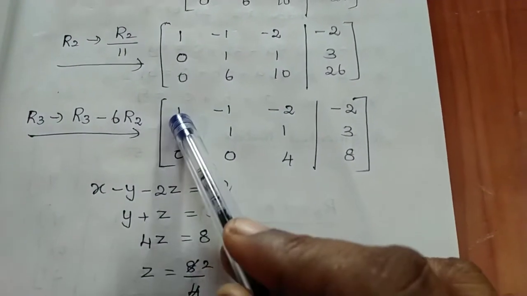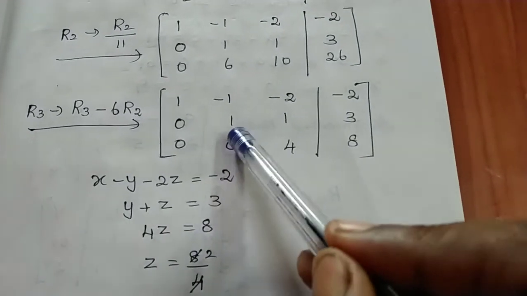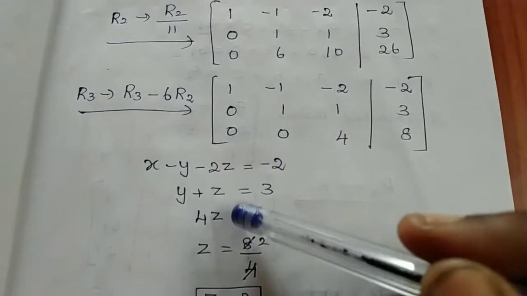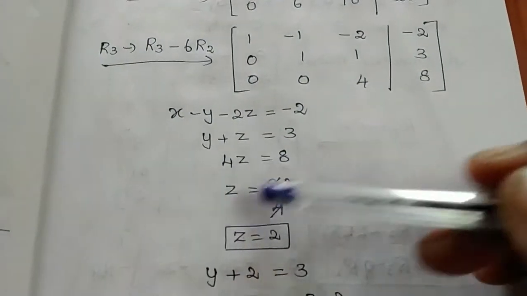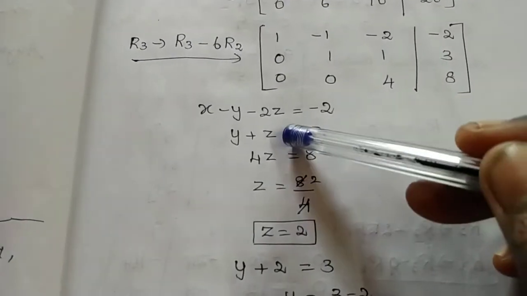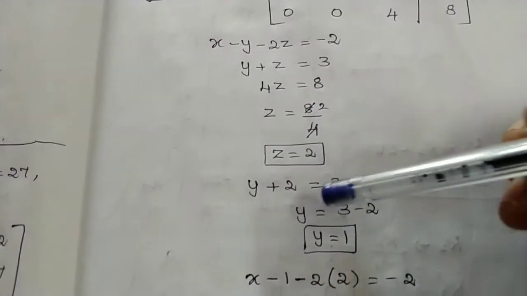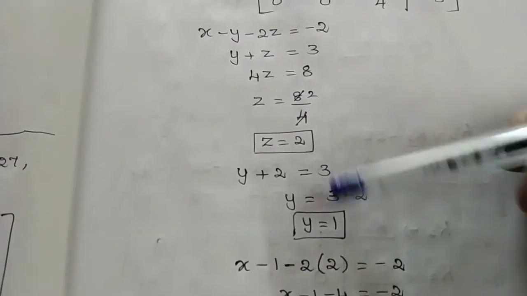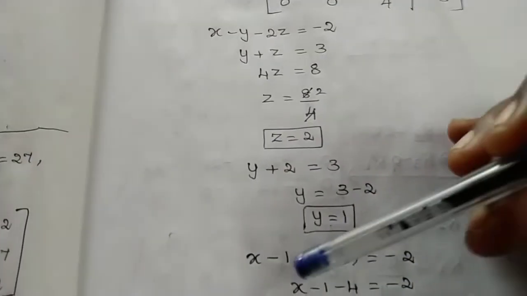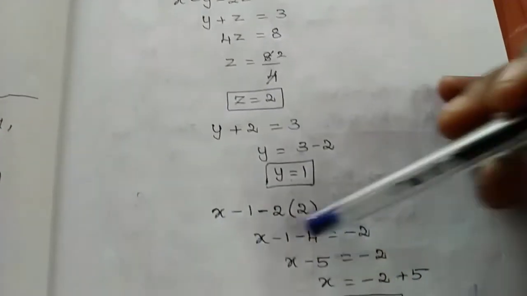Now write the equations: x minus y minus 2z equal to minus 2, y plus z equal to 3, 4z equal to 8. Now 4z equal to 8, z equal to 8 by 4, cancel, 2. z equal to 2 substitute in this one, y plus 2 equal to 3, y equal to 3 minus 2, y equal to 1. z equal to 2, y equal to 1, substitute in this, x minus 1 minus 2 into 2 equal to minus 2.